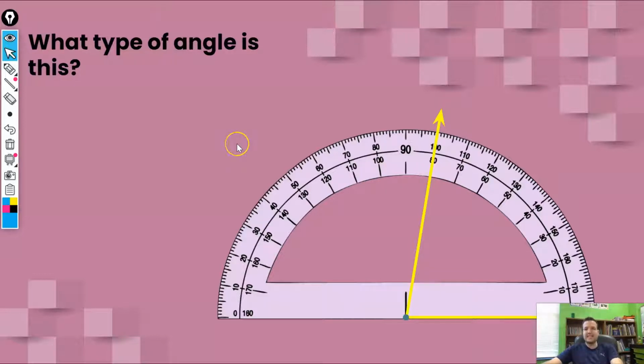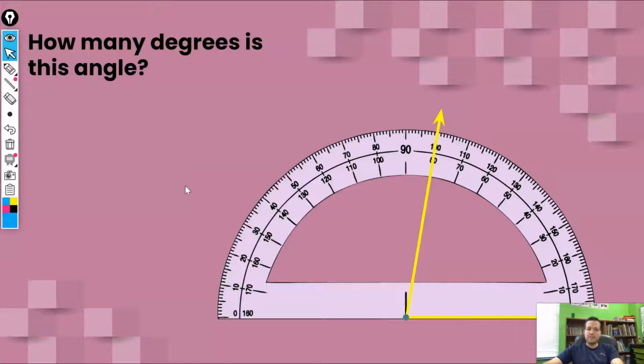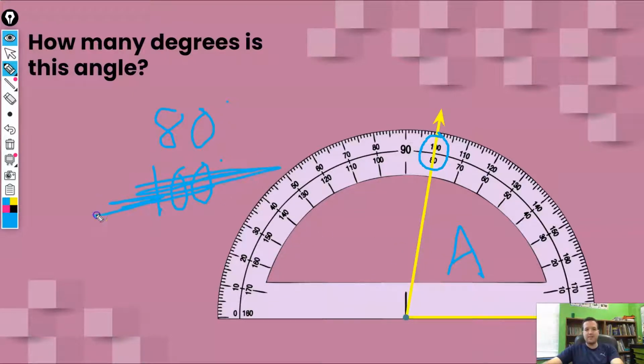So what type of angle is this? This is an acute angle because it measures less than 90 degrees. How many degrees would you say that acute angle is? Well, this angle, the ray goes straight through either the 80-degree mark or the 100-degree mark. Obviously, if it's an acute angle, it cannot measure 100 degrees, because 100 degrees is larger than a right angle. An acute angle is less than a right angle. So we would say it's 80 degrees.